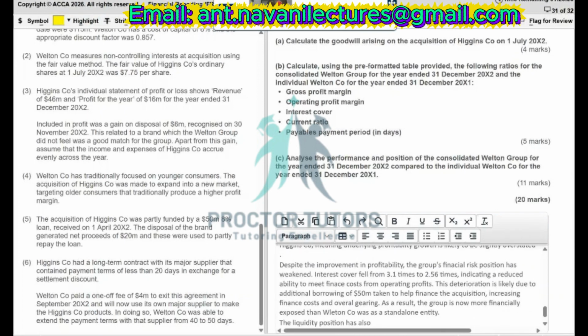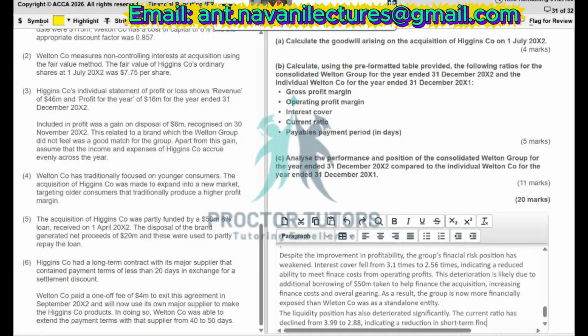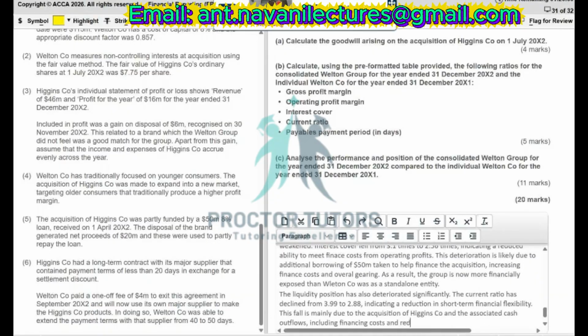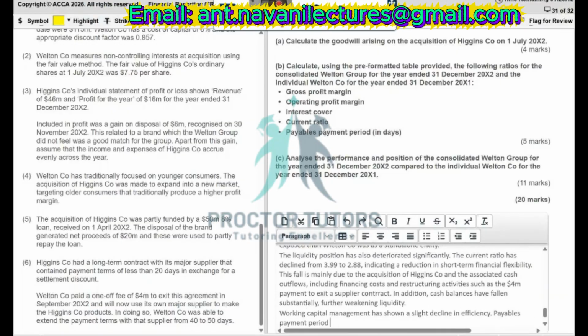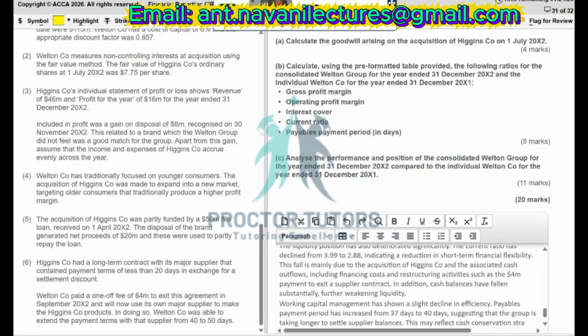Another area that catches students out is deferred consideration. If the question gives you a discount factor, use it. Don't just use the future amount. These little details can cost easy marks.